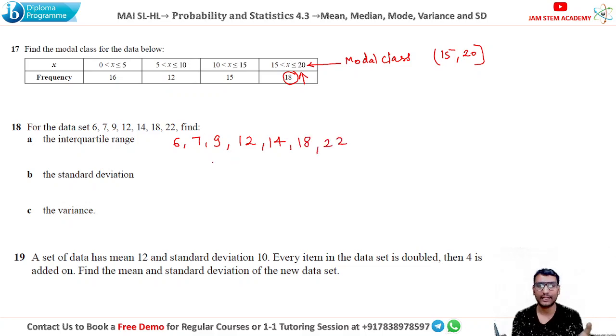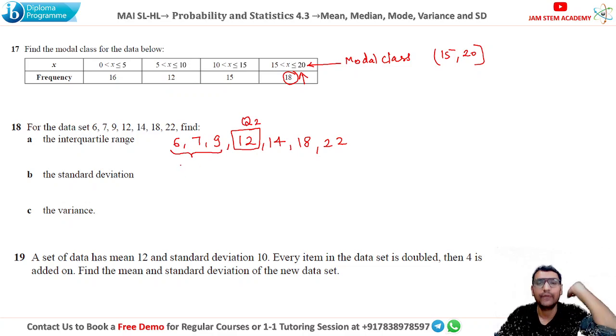Quartiles will divide this data set into four parts. If we take the mid value, how many terms are there by the way? There are in total 7 terms. So the middle value will be this number. This number is going to be our quartile 2 or the median value. Then take the median of all the values to the left of the median. So this one, 7 in this case, will be the lower quartile.